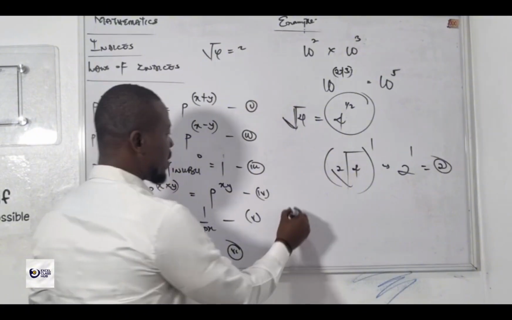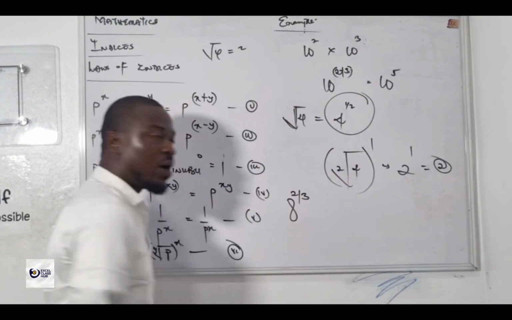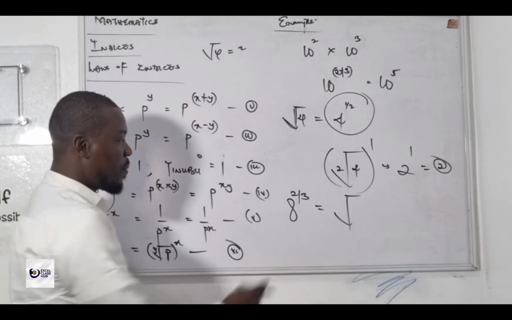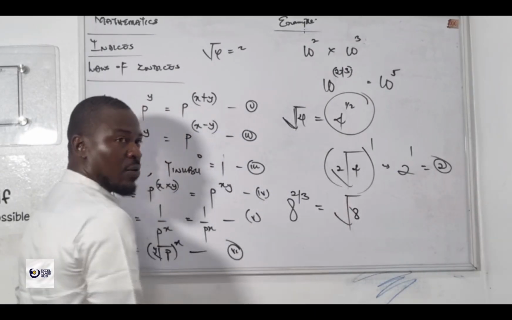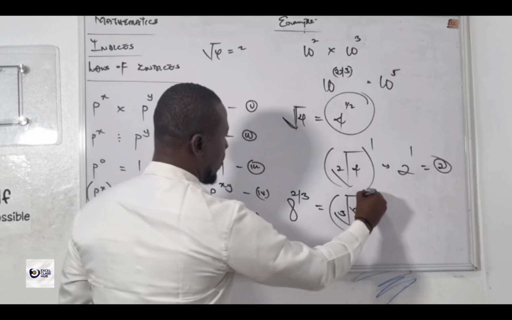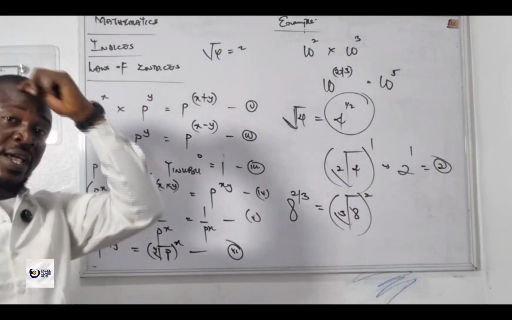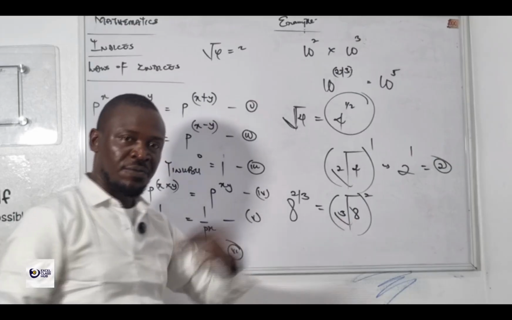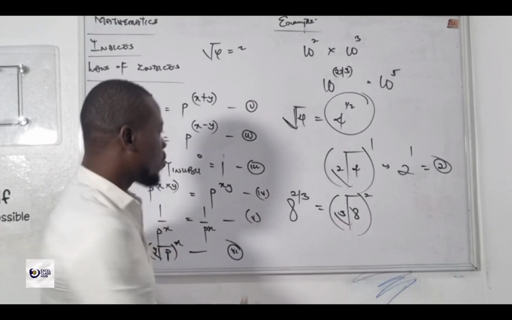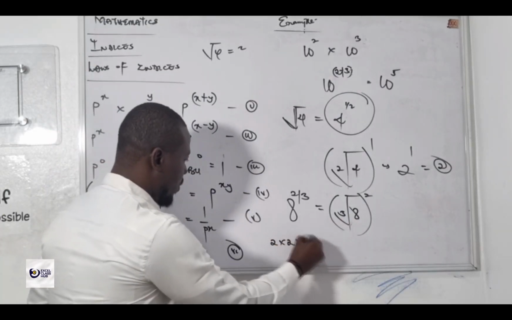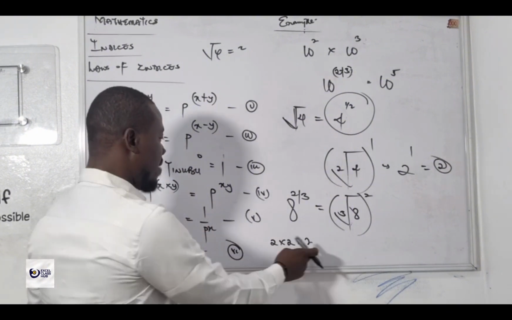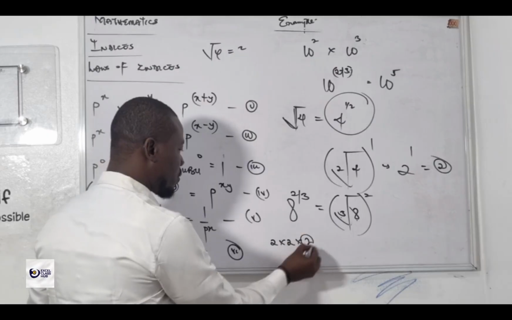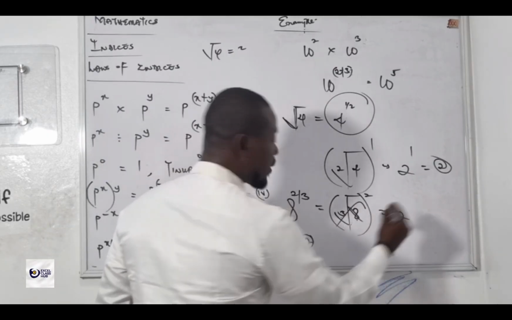And now if you have 8 raised to 2 over 3, that should be a root sign. What will be in this root? 8. And what will be here? 3. You close. And what will be outside? 2. We go again. We look for just a number that if that number multiplies itself 3 times, it will give you 8. What is that number? 2. Because 2 times 2 is 4, and 4 times 2 is 8. A number that will multiply itself 3 times that will give you 8 is 2. So all these things here change to that 2.